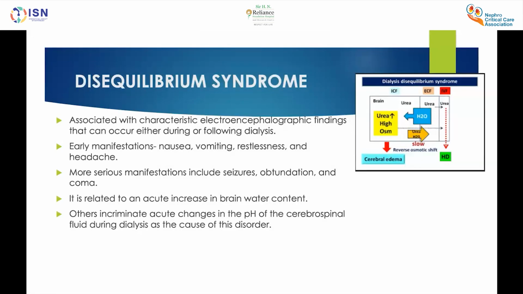A bit about disequilibrium syndrome. It is associated with characteristic EEG findings that can occur either during or following a dialysis therapy. The early manifestations would be nausea, vomiting, restlessness, and headache. More serious manifestations would include seizures, obtundation, and coma. It is related to an acute increase in the brain water content. There are acute changes in the pH of the CSF during dialysis, because of which this occurs.